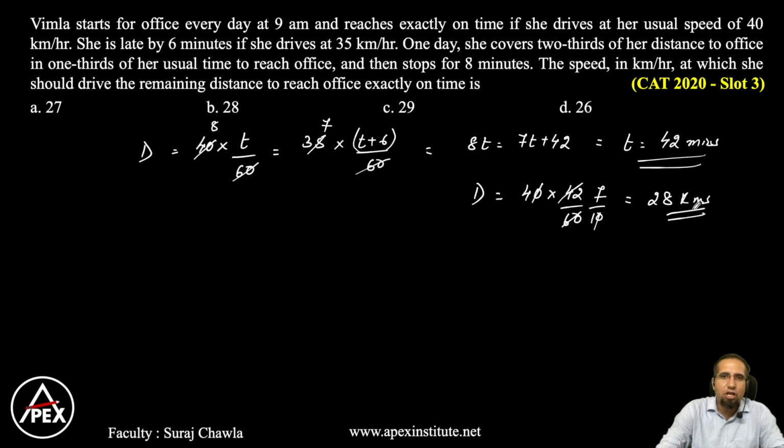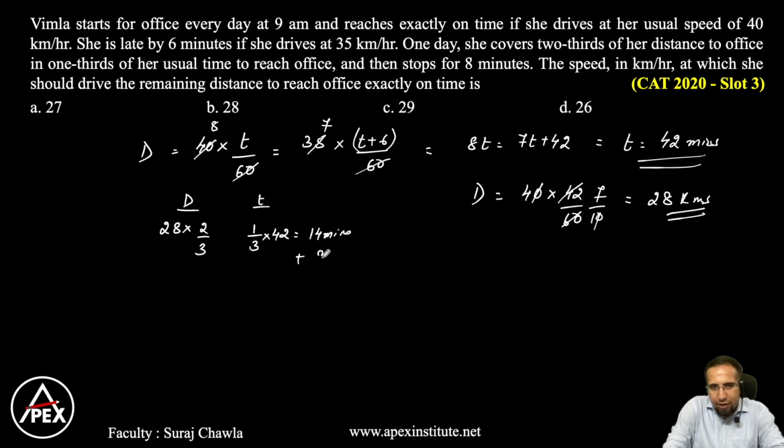Now, one day she covered 2/3 of the distance in 1/3 of her usual time. That means she covered 28 into 2 by 3 is the distance that she has covered in the time that is 1/3 of 42, which is going to be 14 minutes. Clear? And then she stopped for 8 minutes. So, that means the total time taken is going to be 22 minutes of the time is elapsed, right?